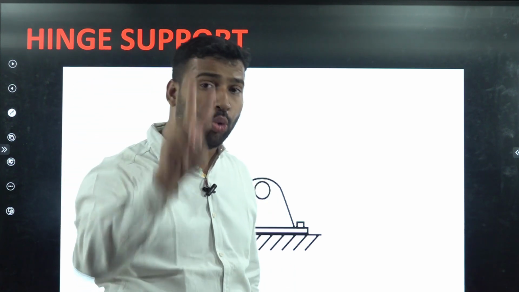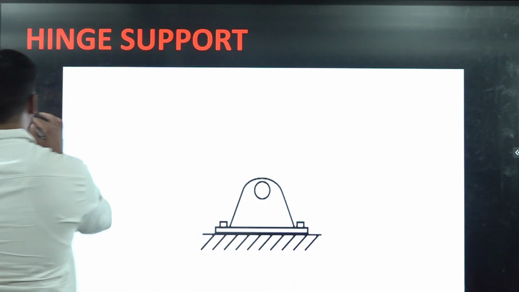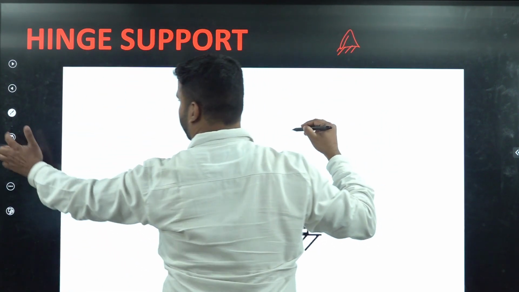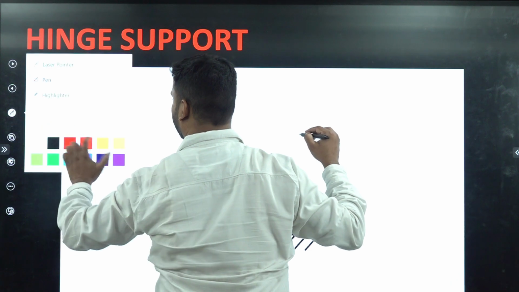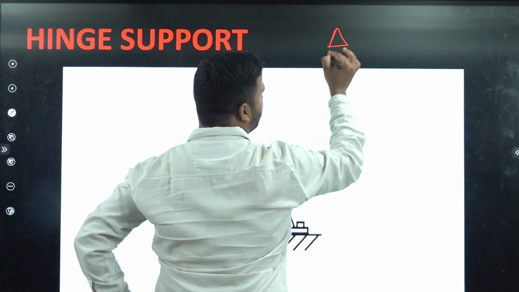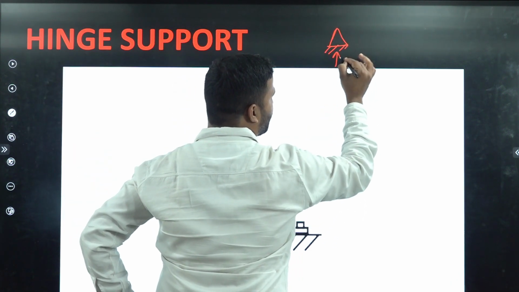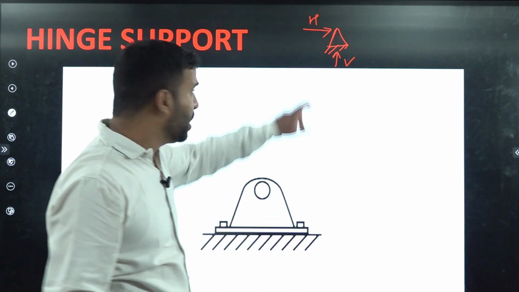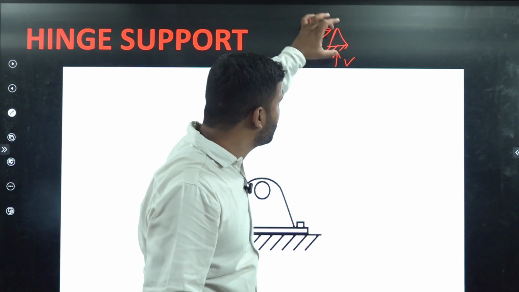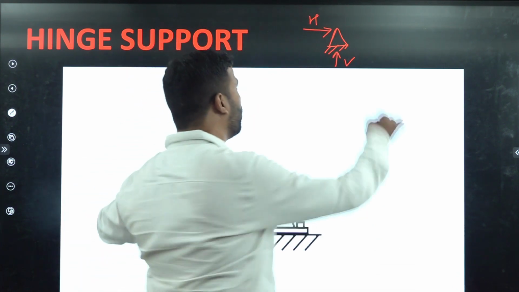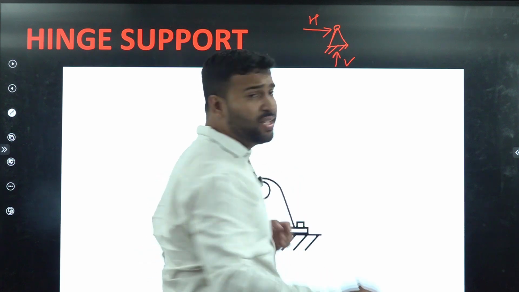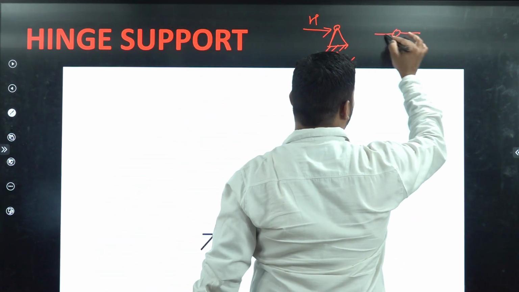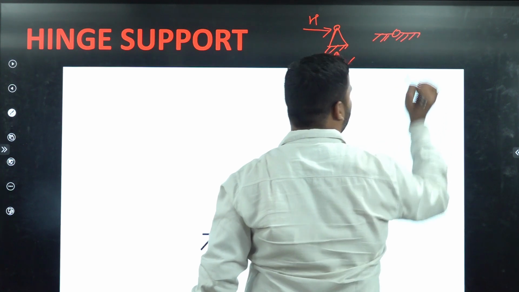Okay, so at every hinge support, there exist only two reactions. The first one is vertical reaction and the next one is horizontal reaction, students. Okay, in this way we will show the hinge support in our structure. Or like this. Okay, in certain structural diagrams it will appear like this also. This is also a hinge support.